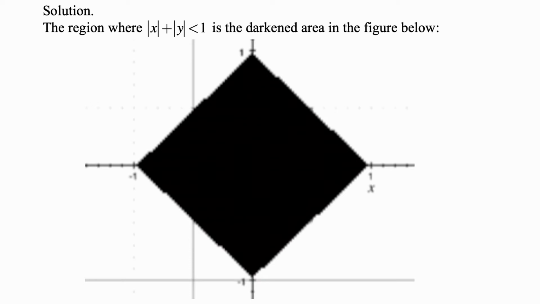And it's pretty clear immediately that the region where absolute value of x plus absolute value of y is less than 1 is the darkened area in the figure below. Of course, you can write it out. Absolute value of x is equal to x if x is positive and minus x if x is negative. Same for y. And just consider conditions where x is positive, where y is positive, and so on. But we know this, so this is the region. It's a square. It's tilted, but it's a square. And you have the four corner points of it indicated. They are where x is equal to 1, y is equal to 0, where y is equal to 1, x is equal to 0, where x is equal to -1, y is equal to 0, and where y is equal to -1 and x is equal to 0.